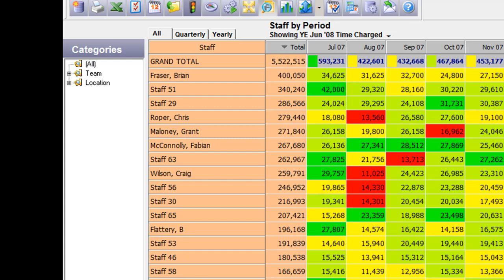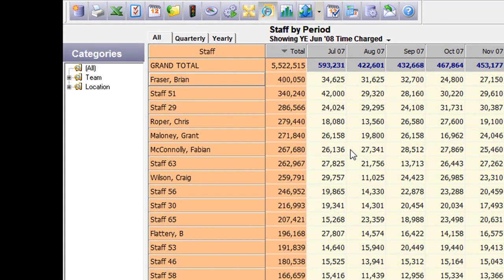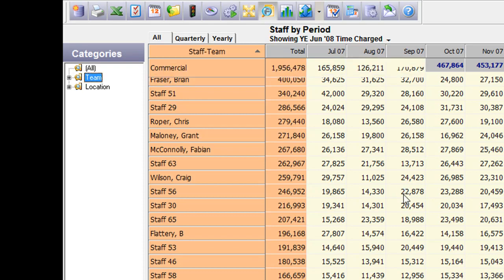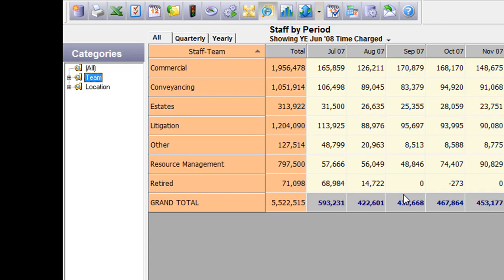Well, let's turn off those traffic lights. And the first thing is, maybe it's easier to look at our business from a team performance viewpoint, or some people would call it the business unit view.